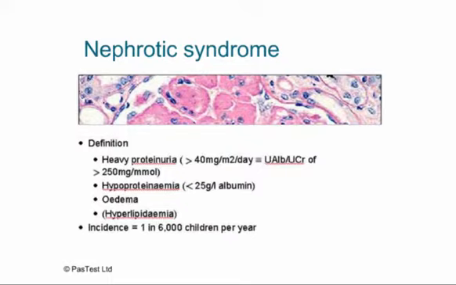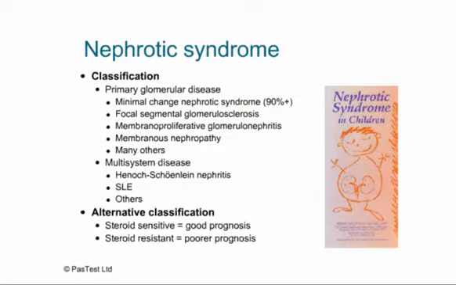So if we now think about the classification of nephrotic syndrome, there are a number of classifications, and a fairly standard one is shown at the top of the slide. That differentiates nephrotic syndrome into primary glomerular disease and into multisystem disease. Under primary glomerular disease, the vast majority of children who have nephrotic syndrome are going to have minimal change disease. Very few are going to have the other potential causes such as FSGS, MPGN and membranous nephropathy. If you have multisystem disease, you can have nephrotic syndrome as a consequence of HSP and of lupus and of many other conditions.